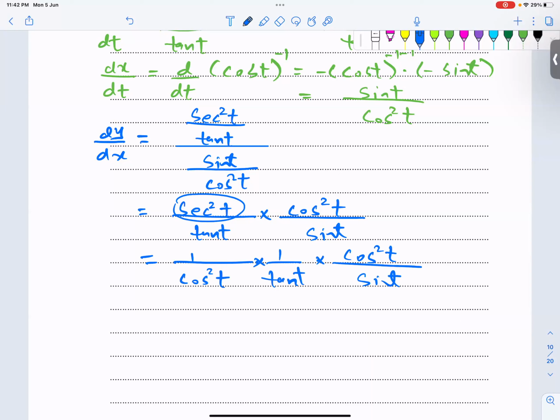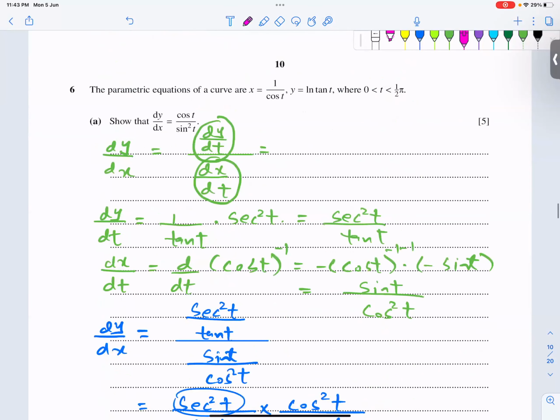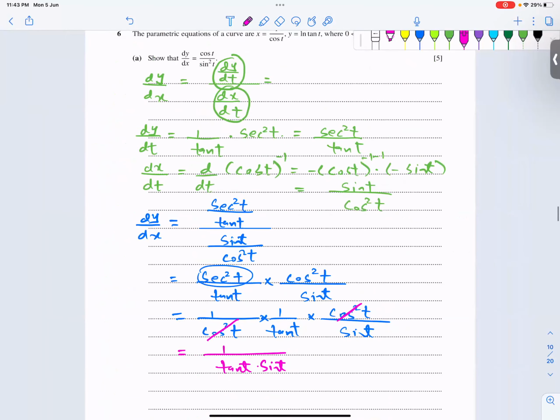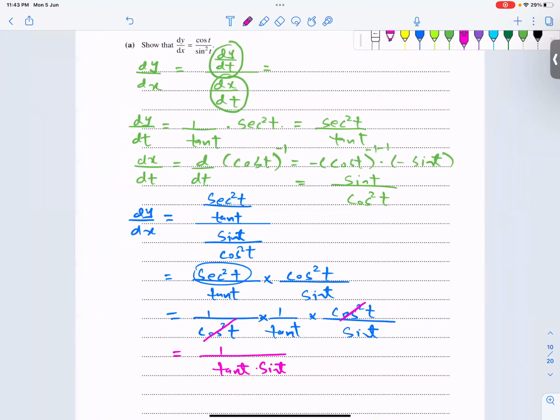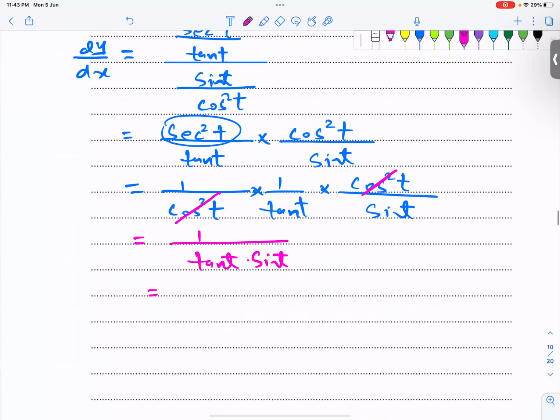I just wrote secant square as 1 over cos square t. So now I can cancel cos square t with cos square t. So this will be 1 over tangent of t into sine of t. If you look at the answer, we also require cos t in the answer. So it's so simple. Just write tangent of t as sine t over cos t, into sine of t.